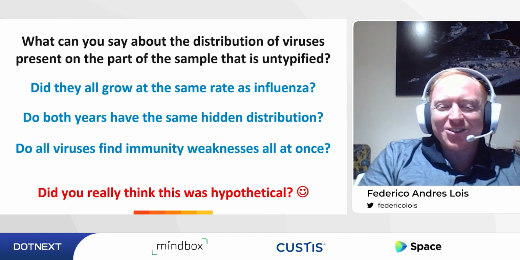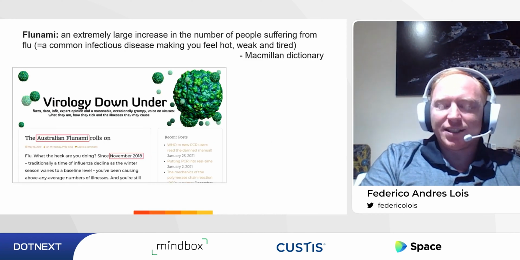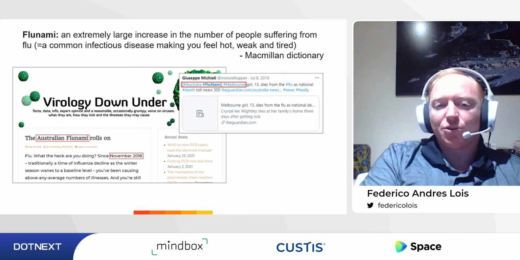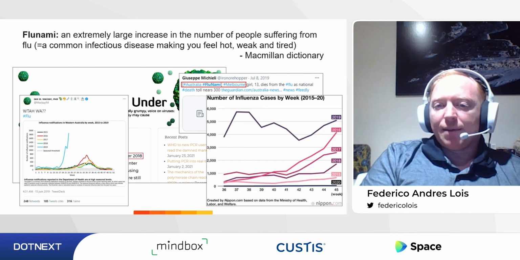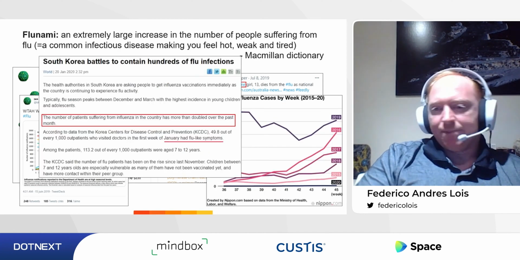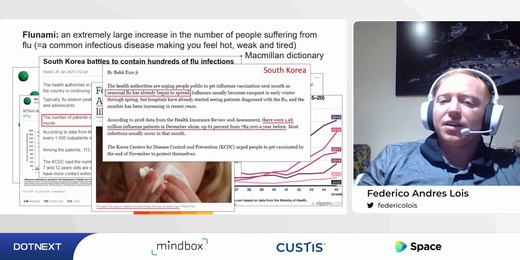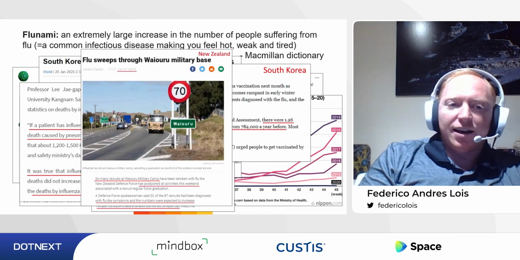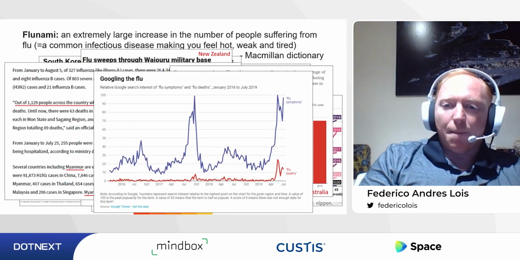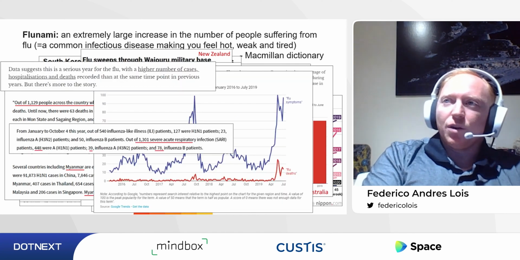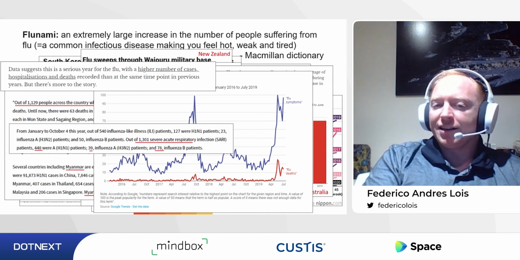And the last one is, did you really think this was actually hypothetical? Because, well, it was not. This is exactly what happened in the 2019 Australian tsunami, but it was not just Australia. It was the entire Pacific: Japan, South Korea, Myanmar, New Zealand. Everywhere you look, you find record influenza-like illnesses in 2019. But you know what? When you go and measure, your surveillance system says it's not an out of ordinary year.